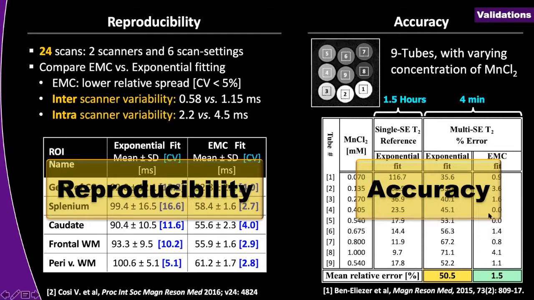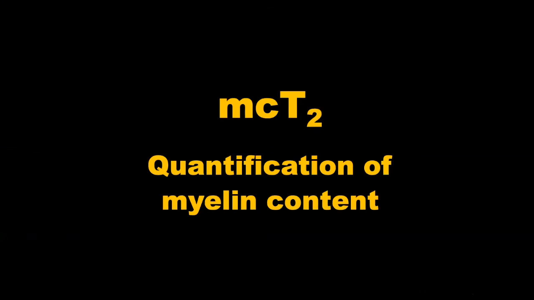So this was the part where I was explaining how we map single T2 values. And now let's shift gears and move to the main course, which is multi-component T2 fitting. And the main goal that we had in mind was to quantify myelin content in vivo.